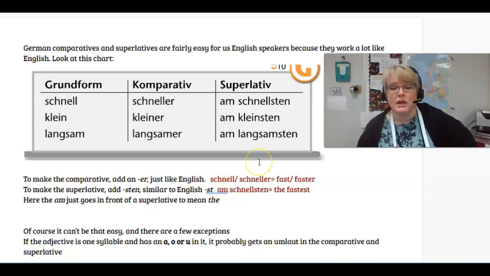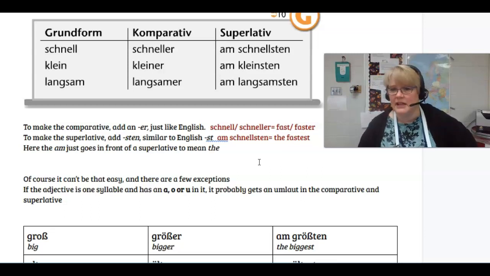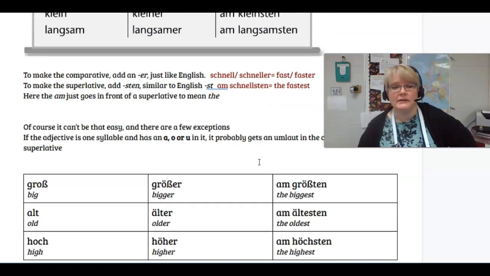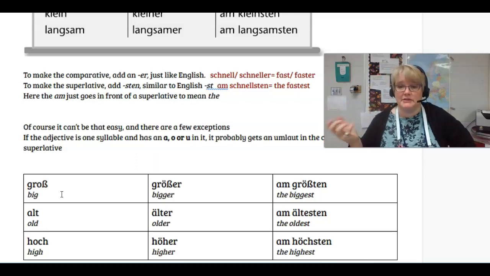All right, so on to my explanation here. Of course, it can't be that easy. There have to be exceptions, but there are exceptions in English too. First of all, the easy exceptions. If you have an adjective that has an A, an O, or a U, those are the three vowels that you can put umlauts on.